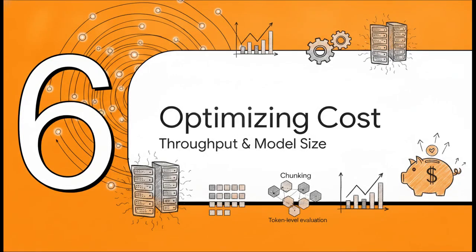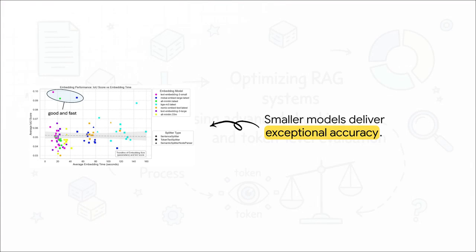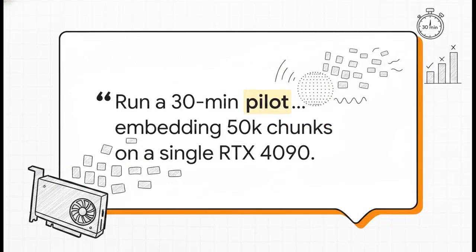Finally, Section 6, Throughput, Model Size, and Cost Optimization. For our final section, let's quantify the computational footprint of these embedding models to help optimize your engineering costs. If you plot the mean IOU score against the average embedding time, a very clear good and fast zone emerges. This proves that you don't always need a massive, multi-billion parameter embedder. Smaller models, like Almany-LN or text embedding 3 small, actually deliver exceptional accuracy at a tiny fraction of the computational cost. Which brings us to a massively practical takeaway.